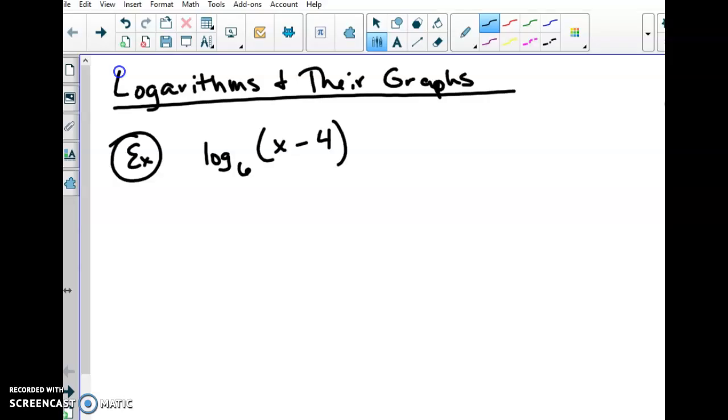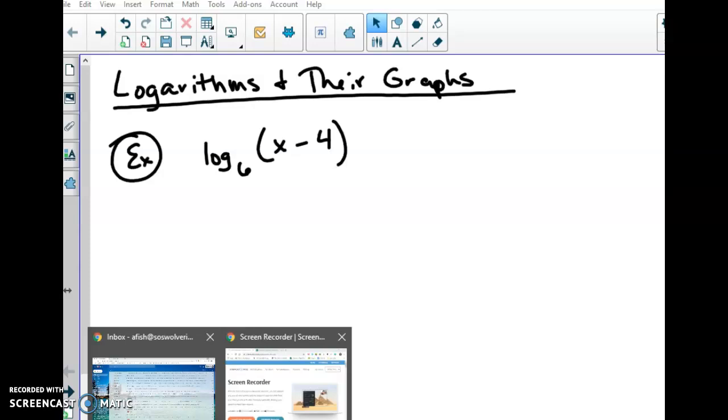So we're going to be looking at this in terms of, okay, what happened to this graph? Did it move left? Did it move right? Did it move up? Did it move down? How is the graph a little bit different? What's the domain? What's the range? Intercepts, all of that good information.